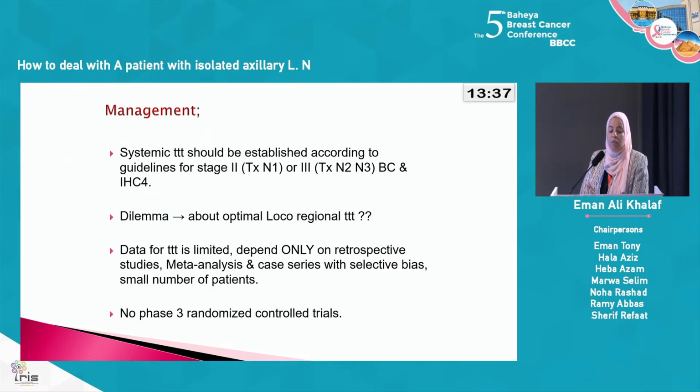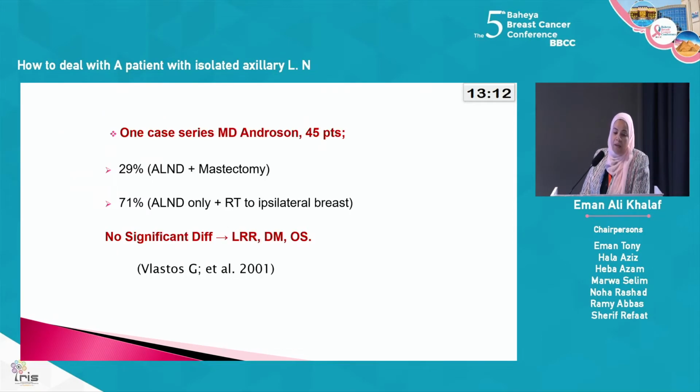The data for the local regional treatment in such cases is very limited and depends only on a small number of retrospective studies, meta-analyses, and case series with selection bias and a small number of patients. At the same time, we don't have any randomized phase 3 controlled trial to justify a clear guideline to treat such cases. Here I will present some case series and some data about the treatment plan for such patients.